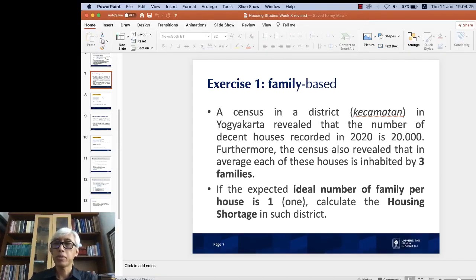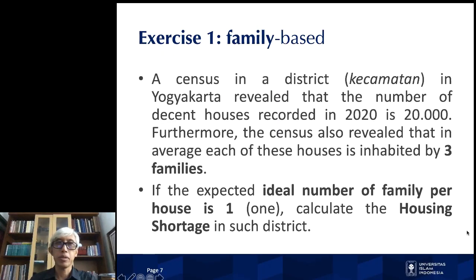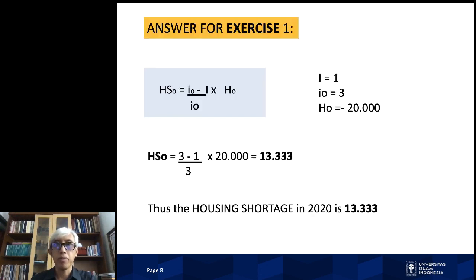Okay, let's go back to the exercise page. As you see here, the census shows that the number of houses in the district in Jogja is 20,000, and on average each of these houses is inhabited by 3 families. We set the ideal number of families per house as 1, and now you have to calculate the housing shortage in that district. And here's the answer. Every part of this formula is already included in the question, so you can just use those parts and then calculate according to this formula.